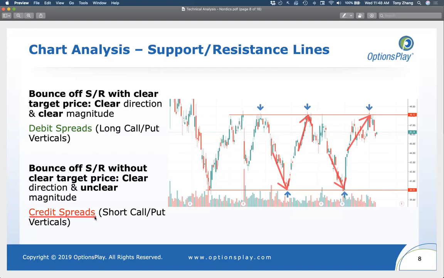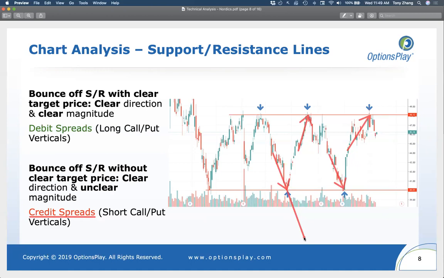A credit spread allows you to take advantage of the stock as long as it reverses. Whether it reverses a little bit, a lot, or a whole lot, it doesn't matter. A credit spread profits as long as the stock doesn't continue moving lower. As long as it bounces higher, then you're profitable. The only time you lose money is if the stock drops significantly below your support level.